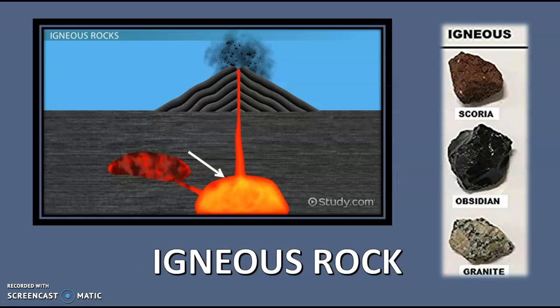And the third type of rock in the rock cycle is our igneous rock. When the rock gets superheated deep within the earth, as you can see in this picture, it melts and forms a liquid called magma. If magma rises to the surface or moves up in the earth's crust, it begins to cool. A couple of different types of igneous rocks could be our granite, obsidian, or scoria.